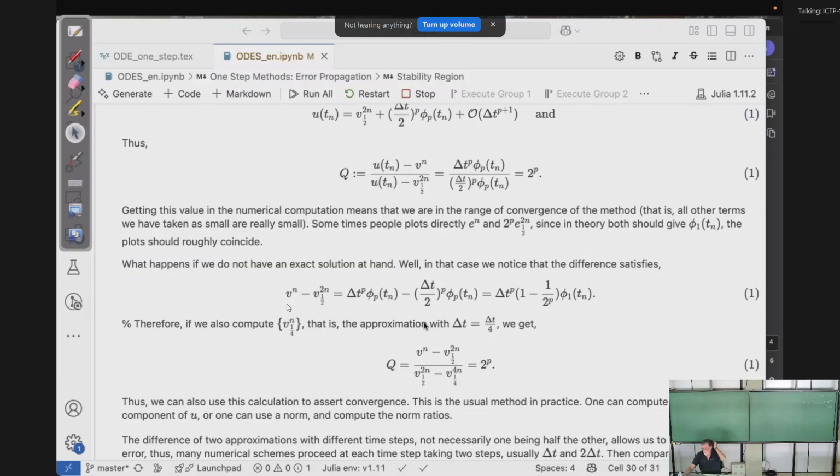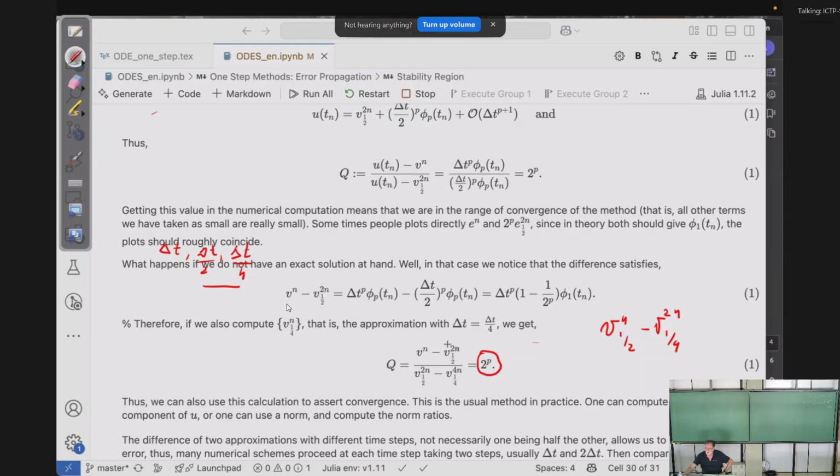So if you now take the other two, these two, and subtract them, so you do B_n 1/2 minus B_2n 1/4, you will get an expression like this, but now with delta t divided by 2 to the p. So this number now becomes 2 to the p also. And for that you don't need an exact solution, you need to compute 3 times the solution with different resolutions. Okay?